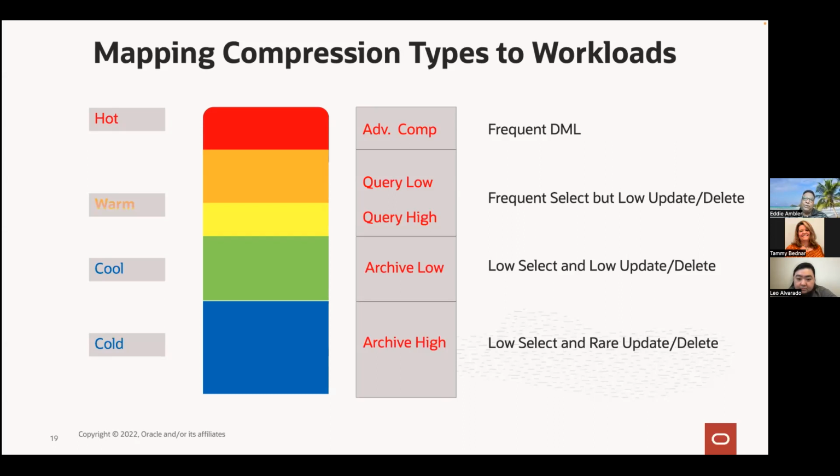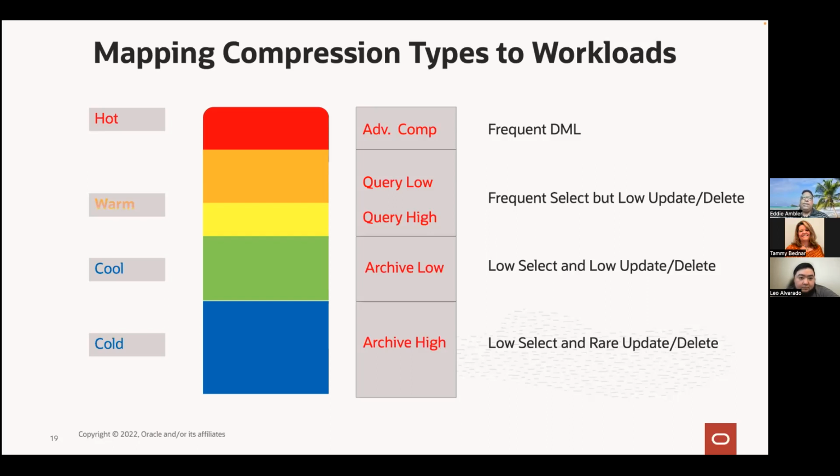Now, if your table is not partitioned, what you have to do is take a look at the data characteristics and pick the compression level that more closely aligns with your level of activity, your selects, updates, and deletes. And then you'll also balance that, as we looked at, with the sensitivity of the data loads.